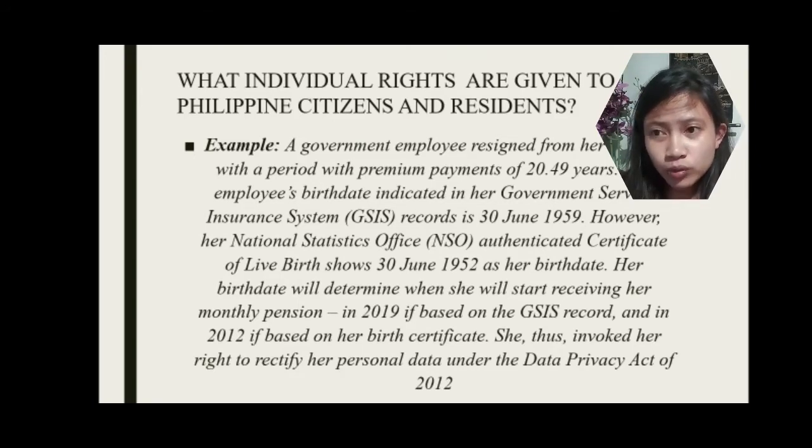Her birth date will determine when she will start receiving her monthly pension. So in 2019, if based on the GSIS record, and in 2012, if based on her birth certificate, she thus invoked her right to rectify her personal data under the Data Privacy Act of 2012. So that is an example.